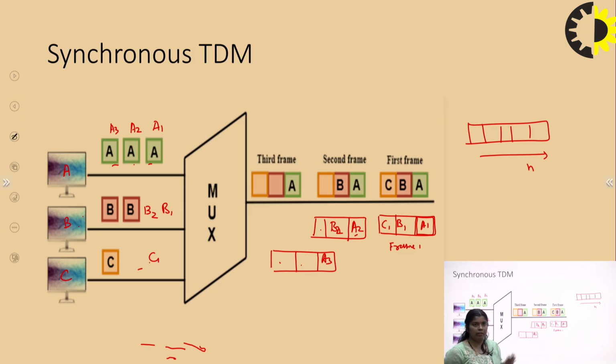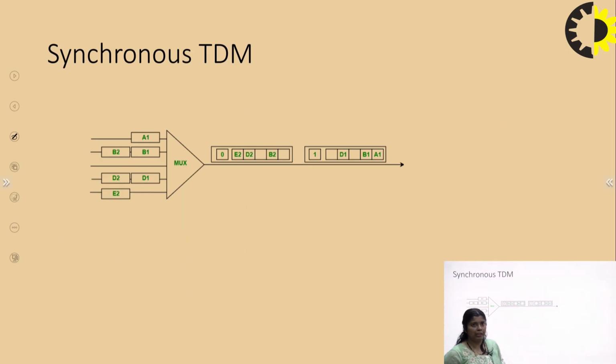In synchronous TDM, all the stations are always assigned different time slots, but the time slots are statically defined. This means if I assign this slot to station A, then no one else can transmit in this particular segment. This is synchronous. This can be a drawback also, because many time slots will not be utilized.